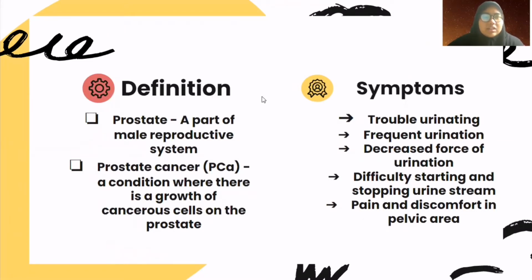Firstly, the definition of prostate and prostate cancer. So what is prostate? Prostate is a part of the male reproductive system, whereas prostate cancer is a condition where there is a growth of cancerous cells on the prostate. These are the symptoms faced by the patients, which include trouble urinating, frequent urination, decreased force of urination, difficulty starting and stopping urine stream, and lastly, pain and discomfort in the pelvic area.